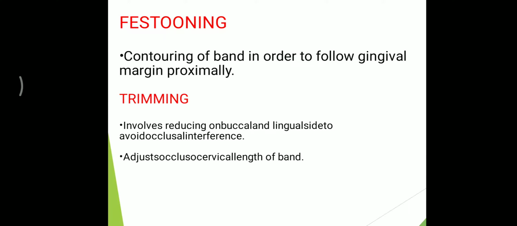Let's see about the festooning. Contouring of the band in order to follow the gingival margin proximally, and trimming involves reducing on the buccal and lingual side to avoid occlusal interference and adjust the occlusal cervical length of the band.